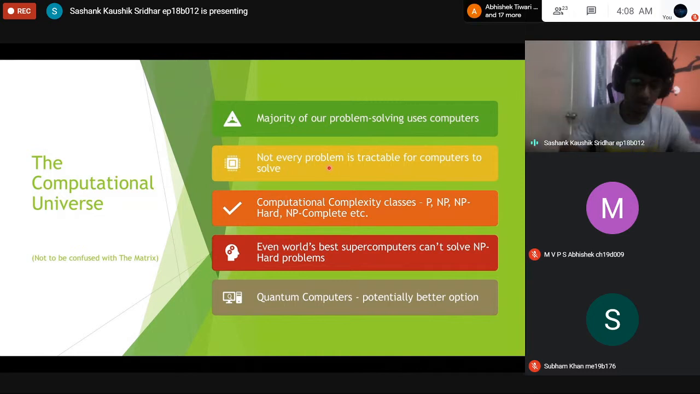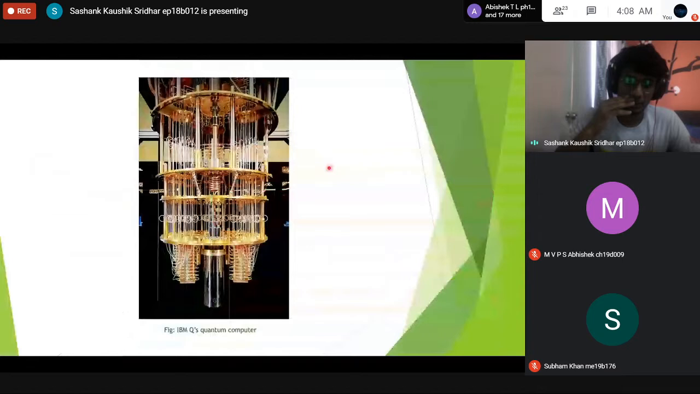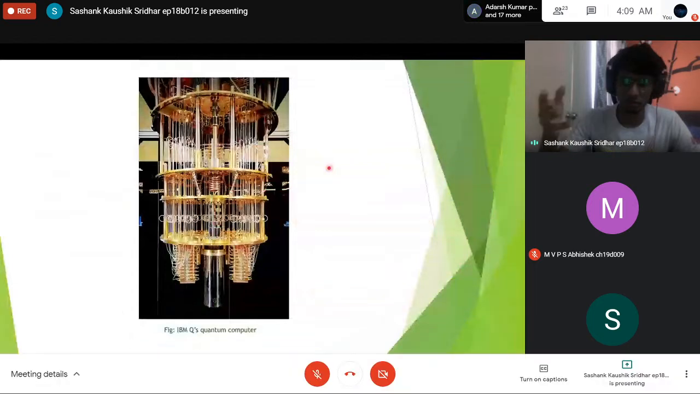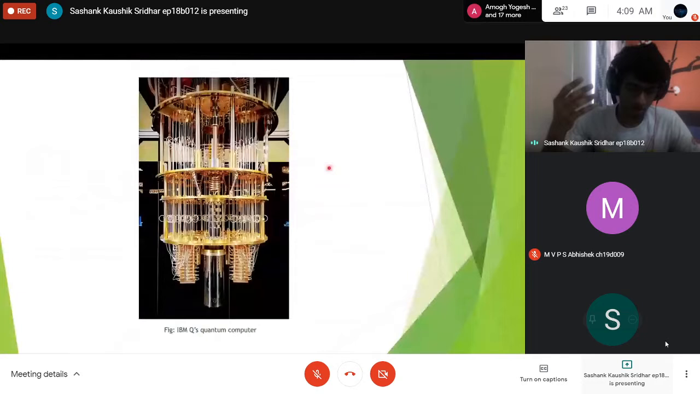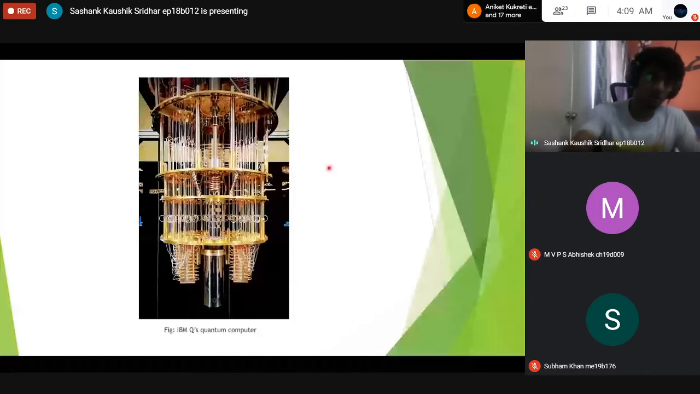But before we go ahead, I just want to show you a slide, which is a picture of the IBM Q quantum computer. This is one of their quantum computers. I think they have a 20-qubit computer, and I think their highest is 53 so far. So if you look at this, it's a very complicated setup.